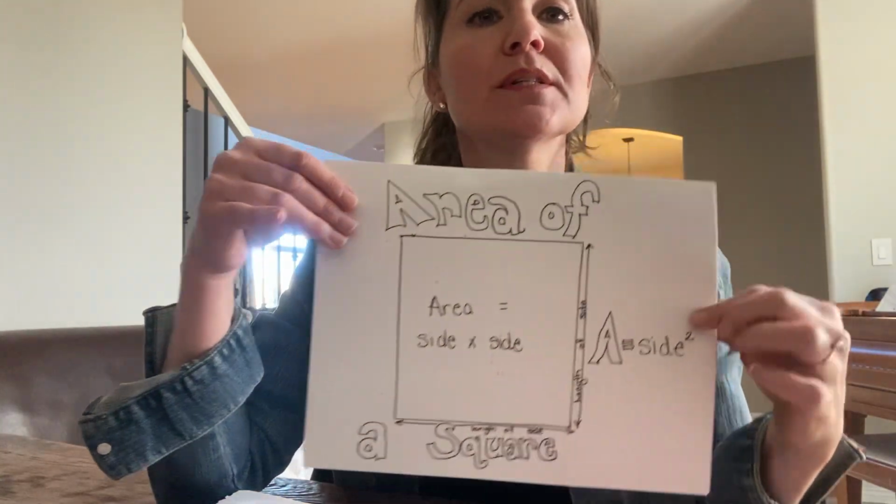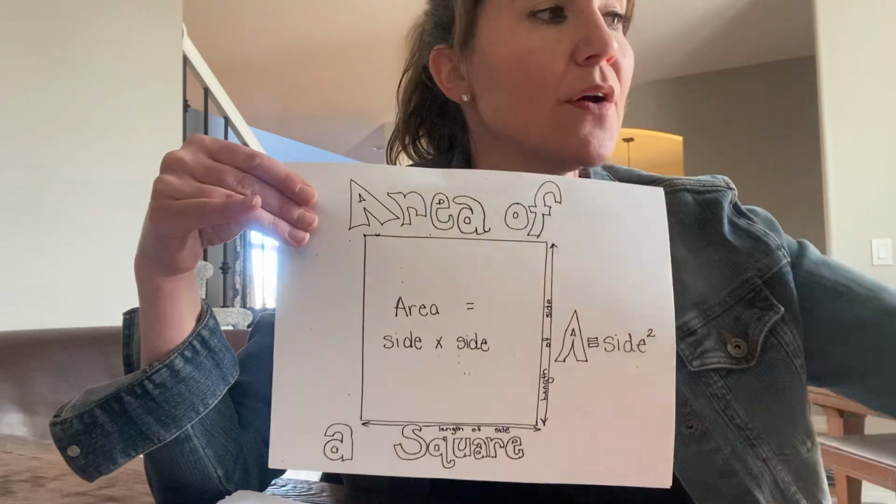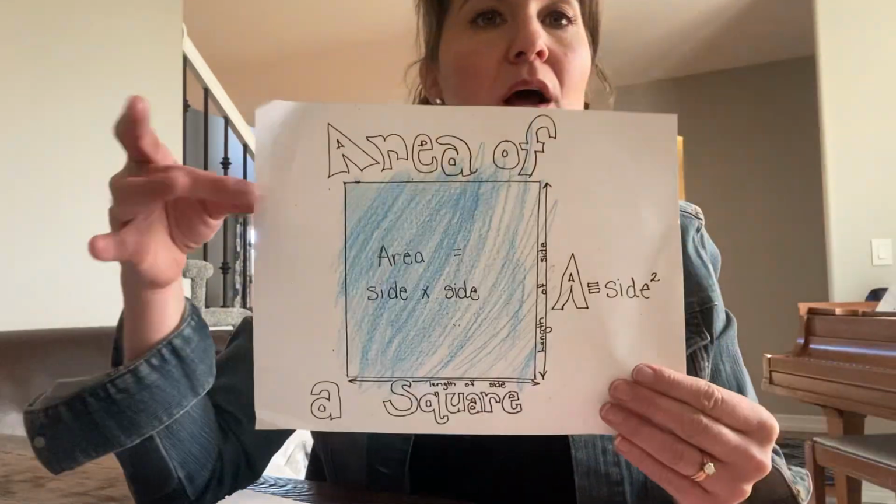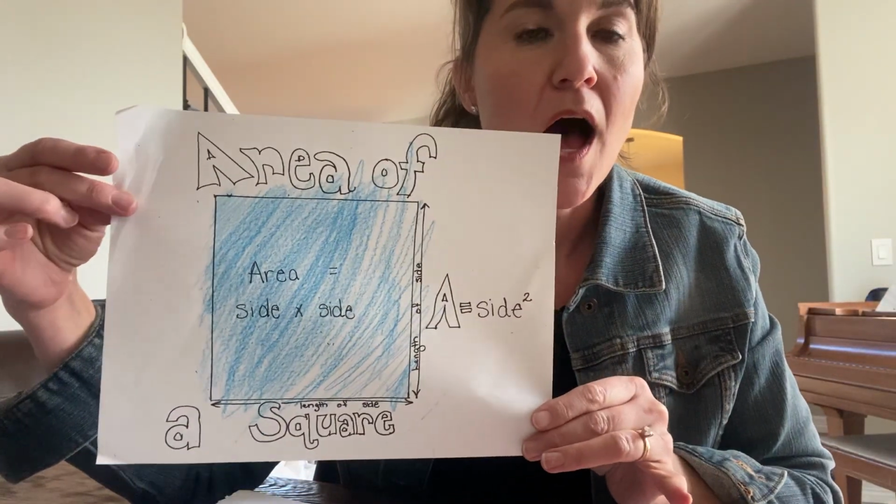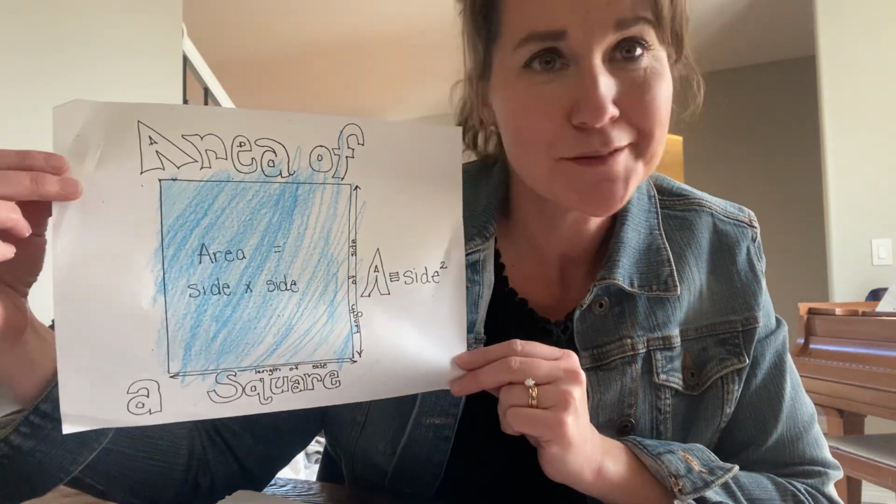We did the area of a square, and we chanted: the area of a square equals the length of its side squared, s squared. And I had them color in a square. This is just a worksheet I made. Don't be impressed. So the area of a square equals the length of the side squared, s squared.